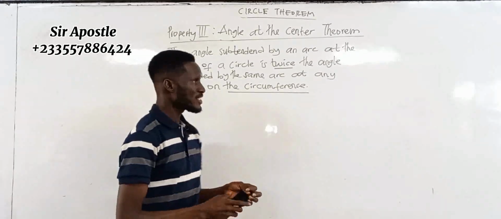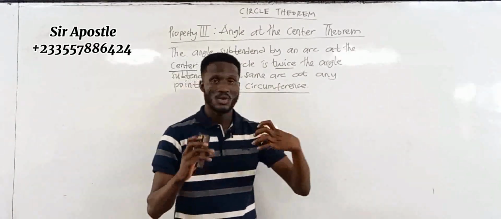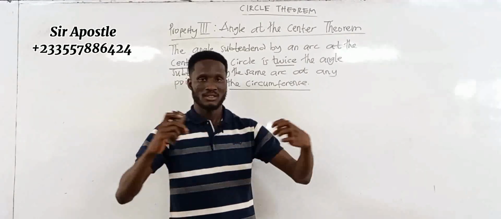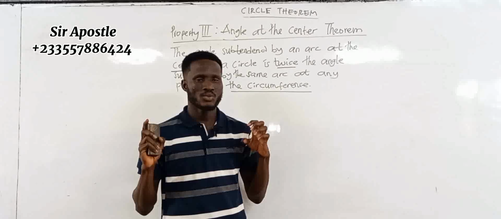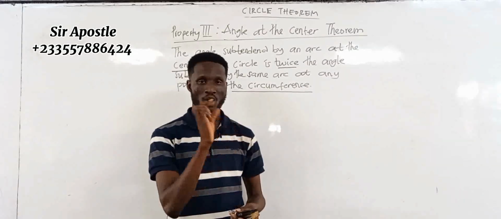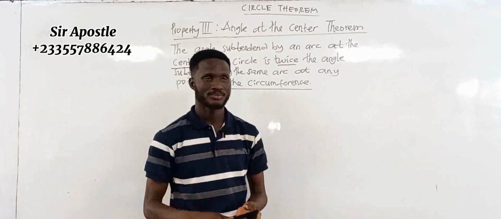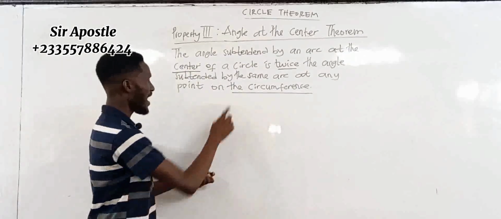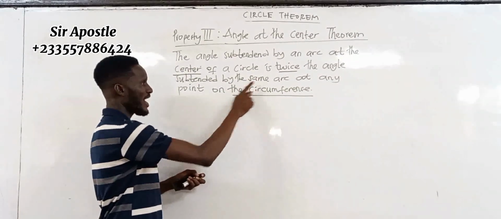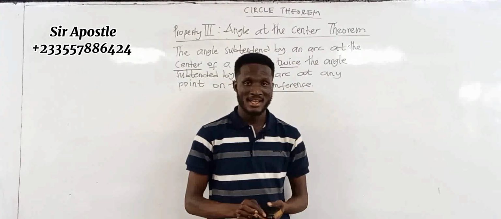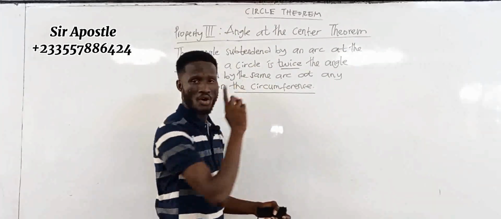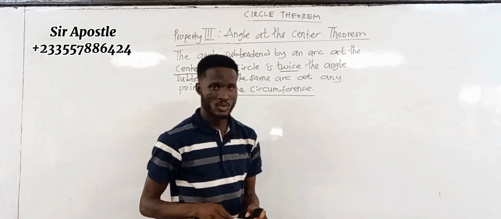Now, let me explain this one. It means that we have an arc, that is a chord, the ends of the chord called the arcs. The arcs will form an angle at the center of a circle. That is one thing. Now, the same arc was subtended to form an angle at the circumference of a circle. Now, let's draw this one.